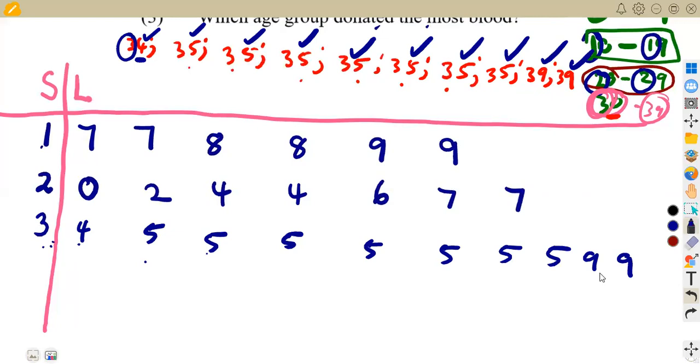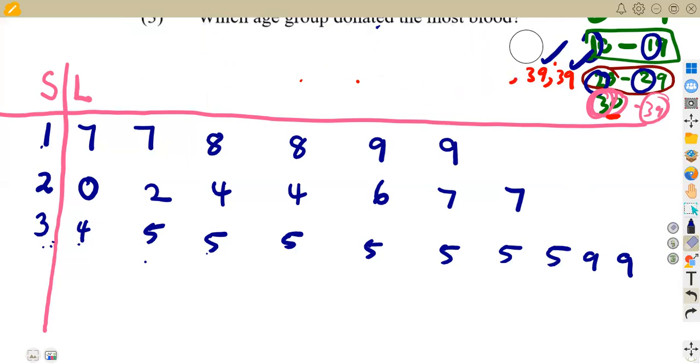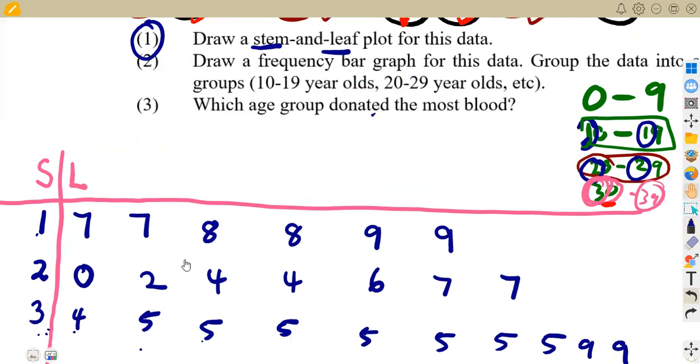Are you able to interpret back after drawing this stem and leaf plot? If you are able to interpret, that's very good. But if not, then let us try to do so as I am doing right now. The way that I'm showing you is the way that you can interpret. In whatever stem and leaf plot that you're going to have, you can interpret it that way. All right, so we are in the 30s.